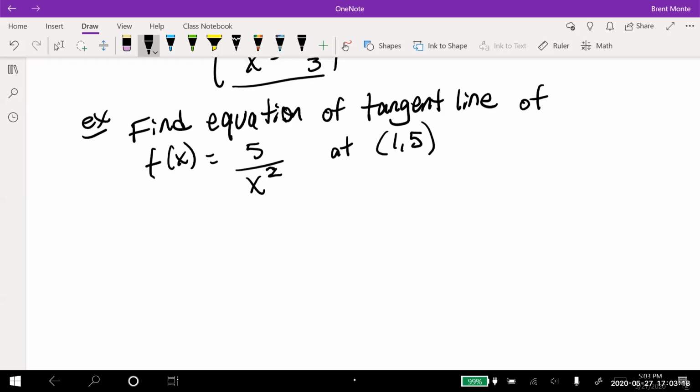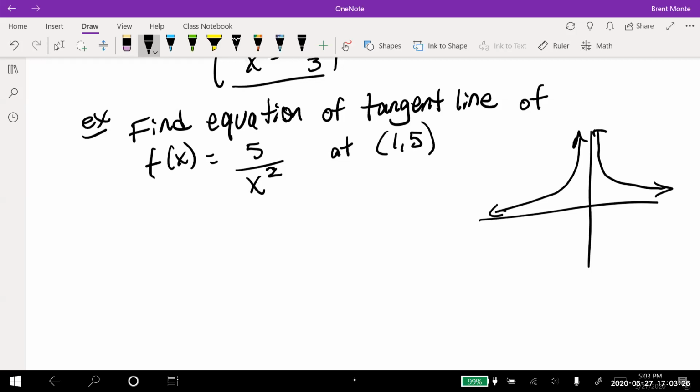Now I will tell you, this is kind of a weird graph. This graph looks like this. That's what this graph looks like. So what I'm doing is I'm finding the tangent line over here at (1, 5). I don't know where, maybe it's about here. So the tangent line should look something like this. We'll see what it is.